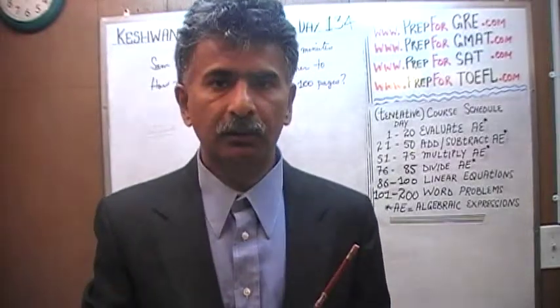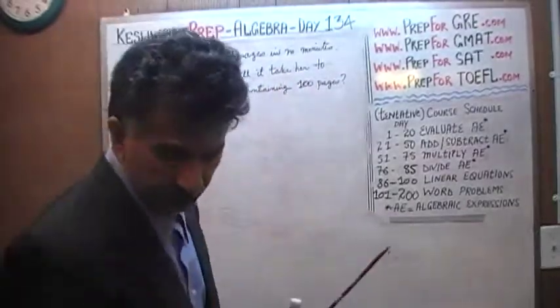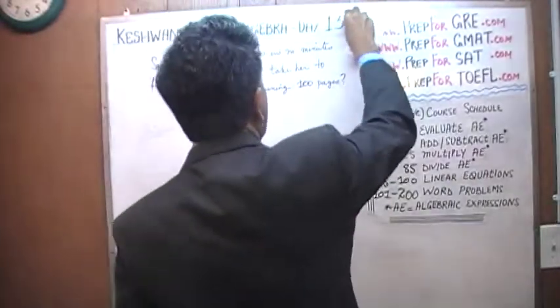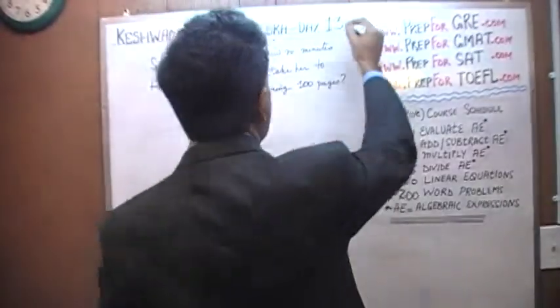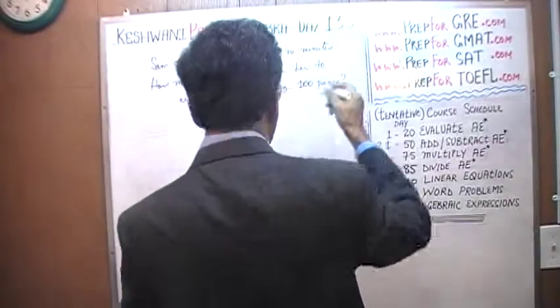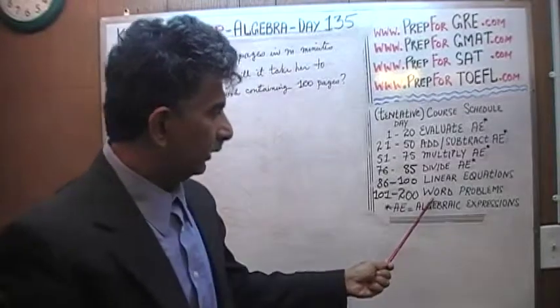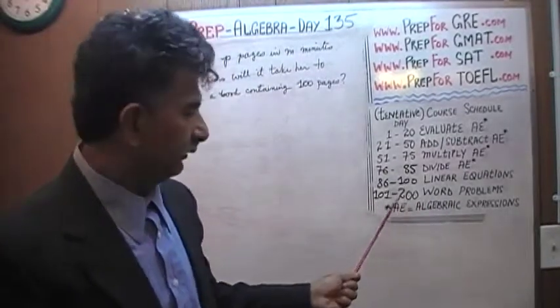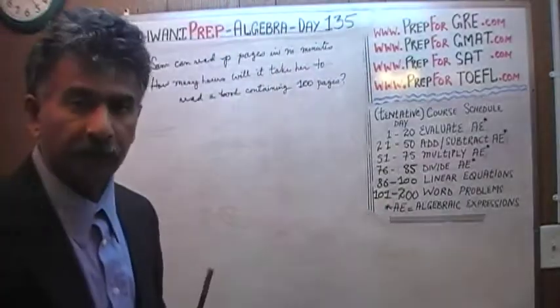Today is our lesson number 135, day number 135. We are in the process of solving word problems from day number 101 to 200. Today is our 35th day of doing a word problem. Here's the problem for today. It is already on the blackboard.